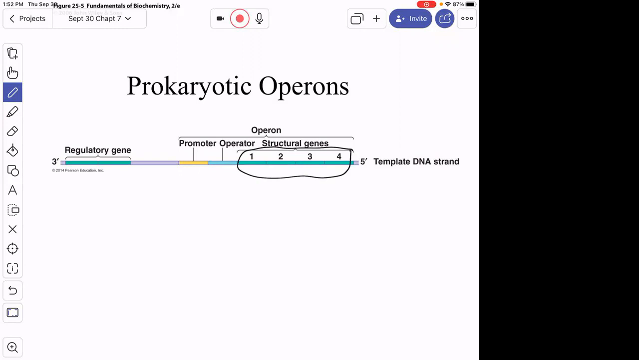Thinking about what's really going on with operons, don't forget everything that we just talked about with transcription initiation, because that's basically what we're talking about here. We draw out a template DNA strand. There sometimes is a regulatory gene, maybe upstream here, that would encode for some kind of repressor protein. The promoter region, remember, is where the RNA polymerase binds.